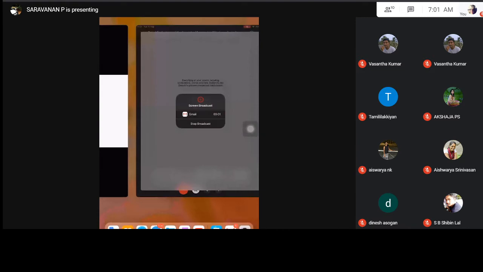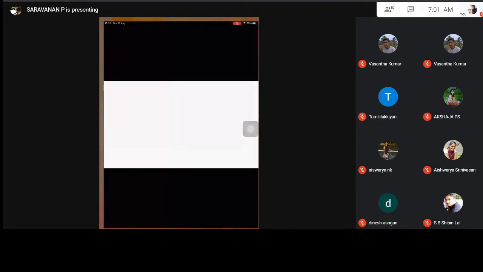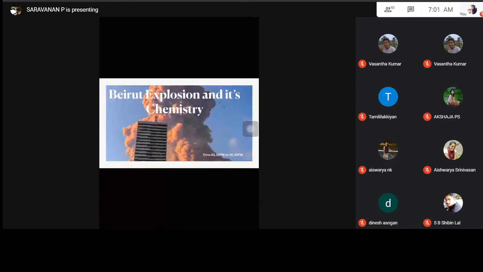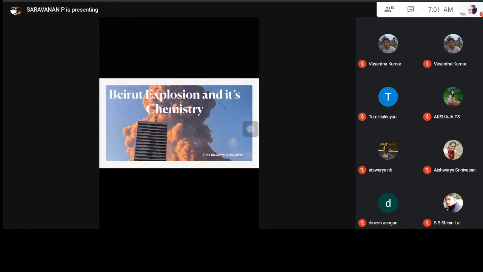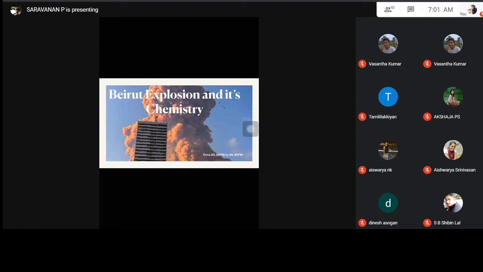Okay, right. So the Beirut explosion and its chemistry. First, I want to emphasize an interesting fact about ammonium nitrate, because most people are unaware that most people think it is highly explosive, and that when it reacts with other compounds it may easily catch fire. Actually, that is not correct. The decomposition temperature of ammonium nitrate is around 260 degrees Celsius. Let me explain the interesting facts about ammonium nitrate.